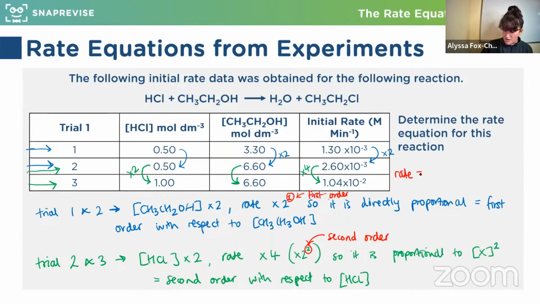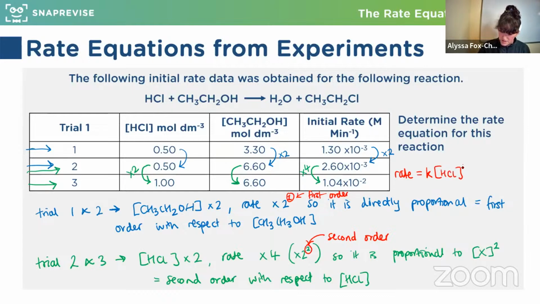Rate equations are always how we start: rate equals. We have to put in our rate constant k. That's always included in a rate equation. And then we put our concentrations of our reactants to the power of their order. So it doesn't matter which way around you do it.